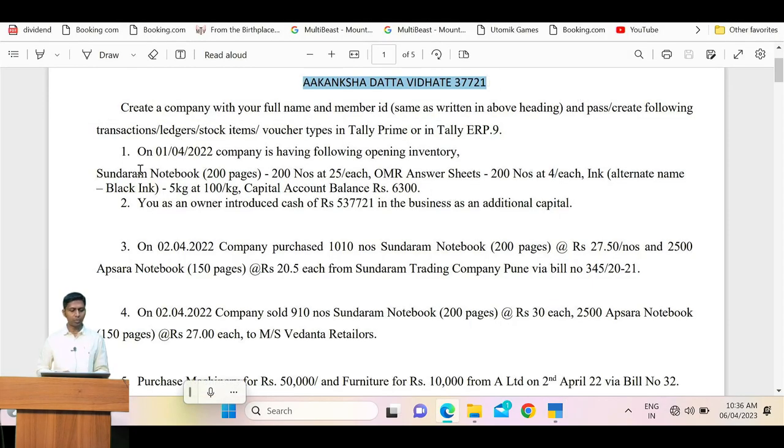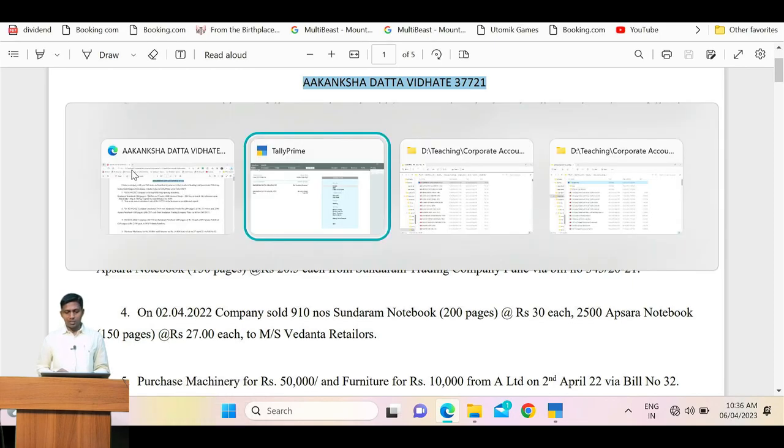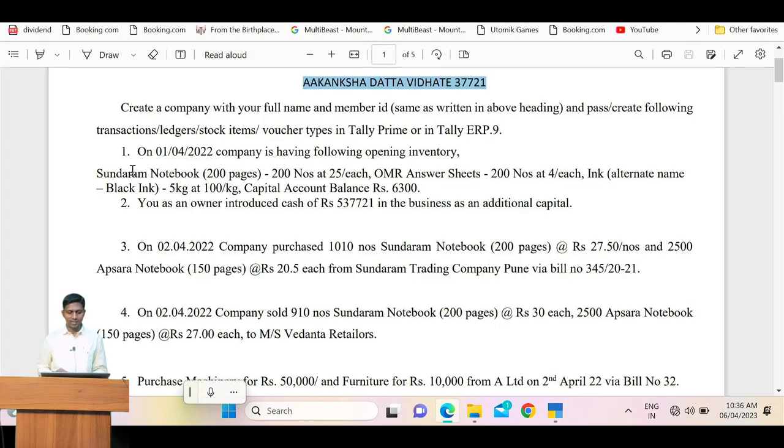After creating the company, what are they saying? No need to be too serious. What are they saying? They are asking us to create inventory items, these inventory items. Then let me create these inventory items.